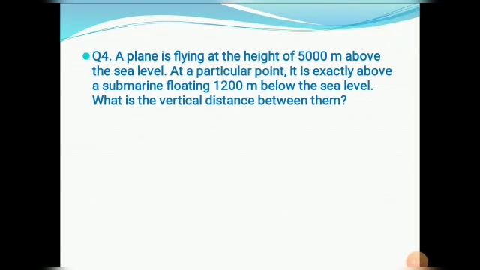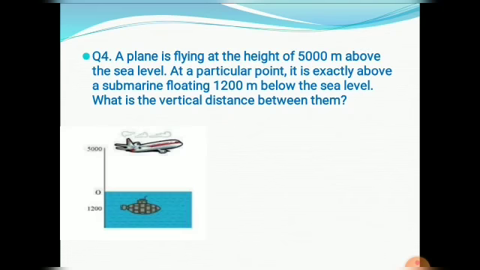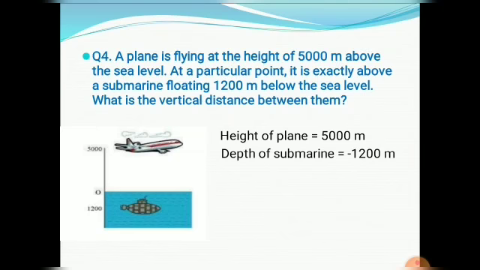A plane is flying at the height of 5,000 meters above the sea level. At a particular point, it is exactly above a submarine floating 1200 meters below the sea level. What is the vertical distance between them? Now this picture is indicating whatever is given in the question, that submarine is below the sea level and a plane is flying at the height of 5,000 meter. So height of plane is 5,000 meter and depth of submarine is minus 1200 meter.